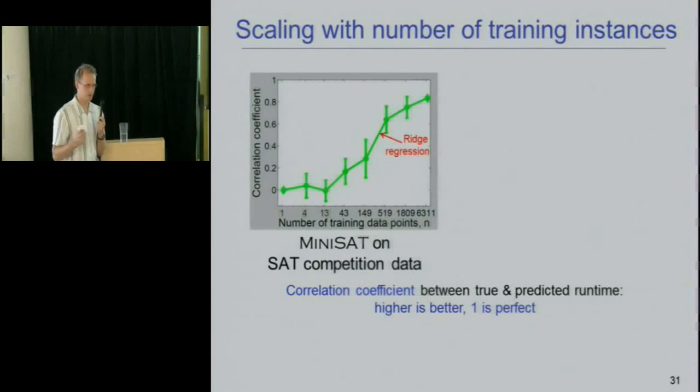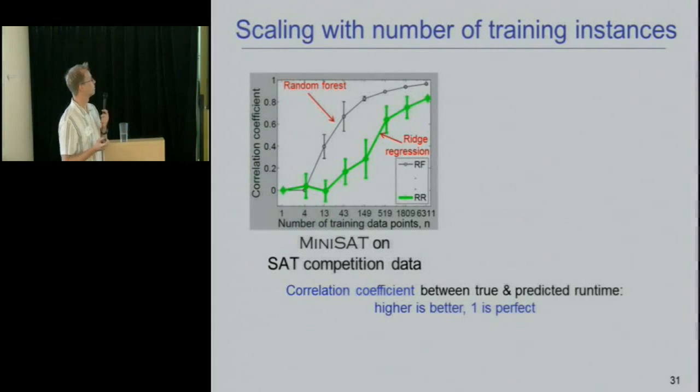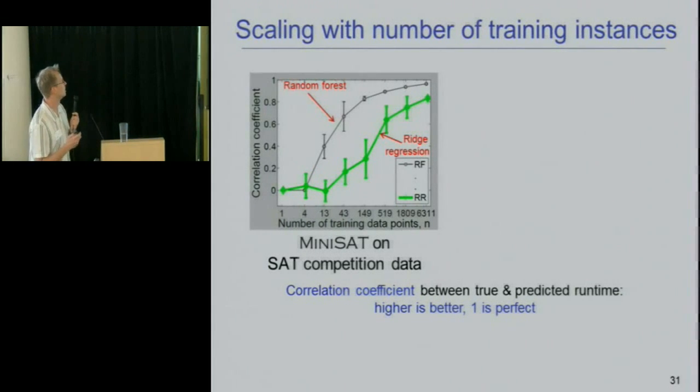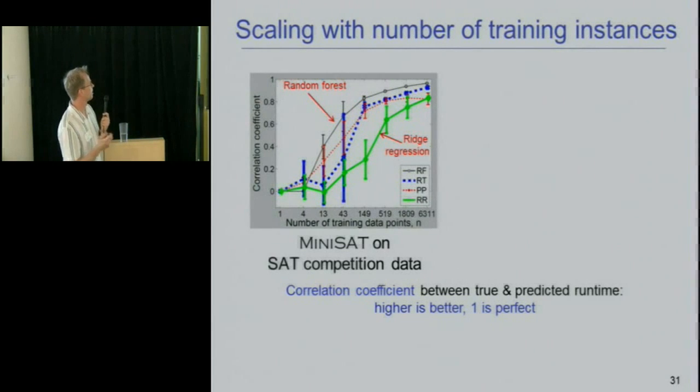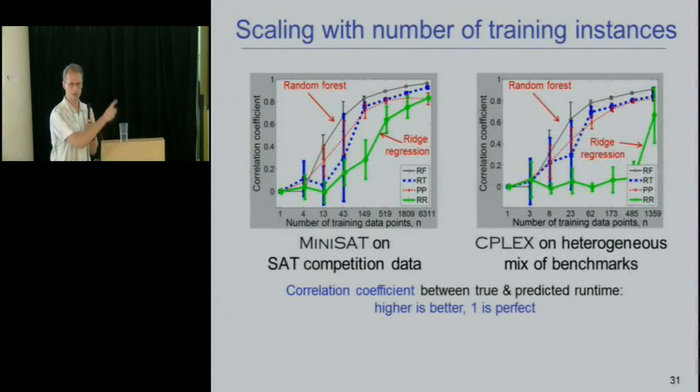This is actually ridge regression. And random forests are up there. Regression trees and Gaussian processes are somewhere in between. This is actually a picture that we see quite consistently across domains. Here's another picture for CPLEX on these heterogeneous data sets. And there, ridge regression really doesn't do anything until it gets a lot of data points, because the instances are so heterogeneous.